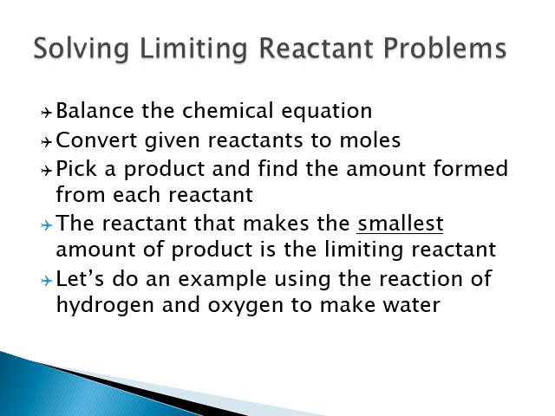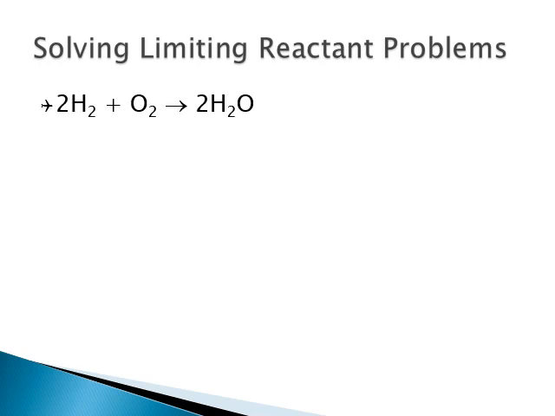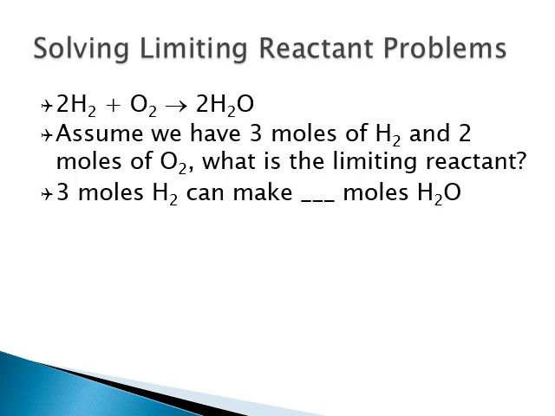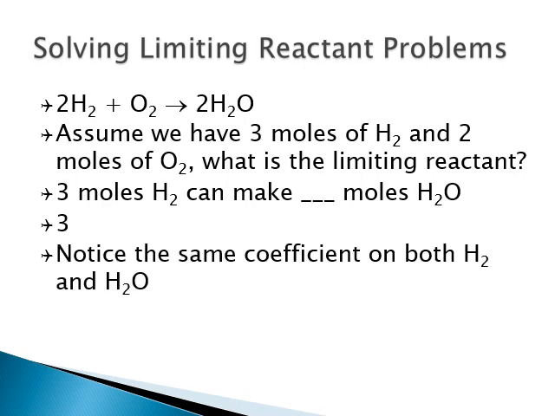Let's do an example using the reaction of hydrogen and oxygen to make water. That's the example we used in our equation balancing video earlier. There's our balanced equation. So assume we have 3 moles of hydrogen and 2 moles of oxygen. What is our limiting reactant? 3 moles of hydrogen can make how much water? We look at our balanced equation. We get 3 moles of water. Notice that we have the same coefficient both for hydrogen and water.